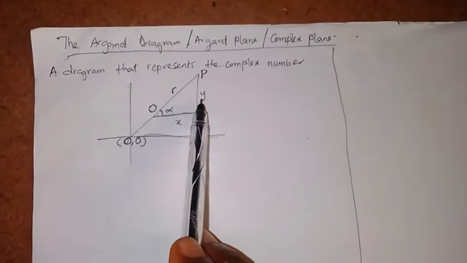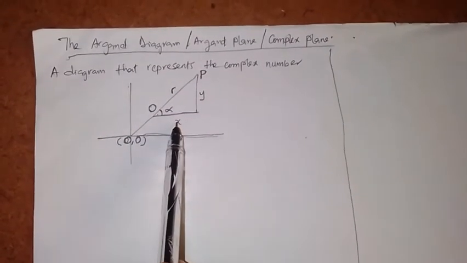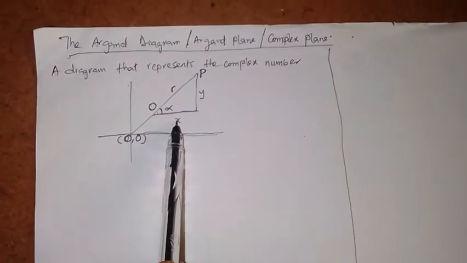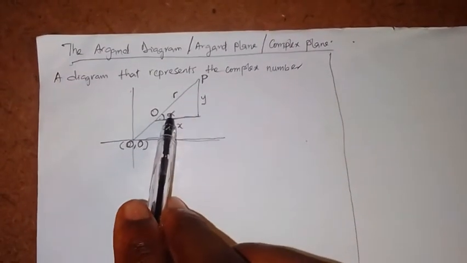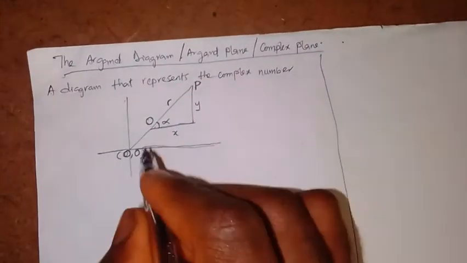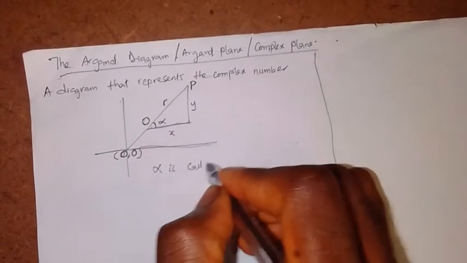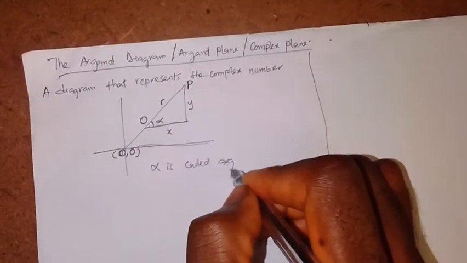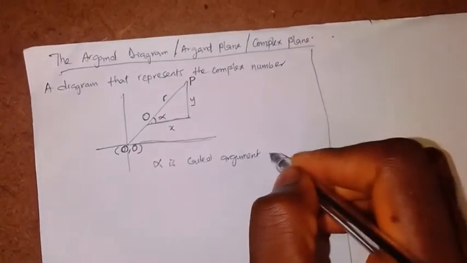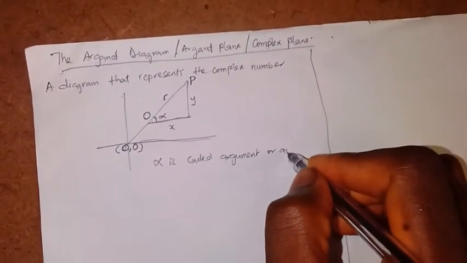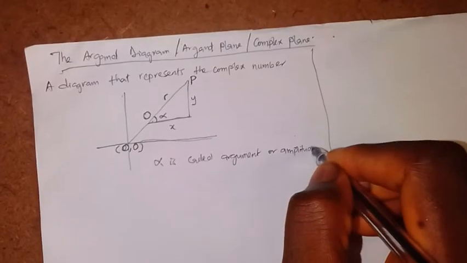From our diagram, we have our line OP, which is our resultant. We have our vertical line, which is Y, and we have our X, which represents our horizontal line. We also have alpha, which is called the argument, or the amplitude, of Z.